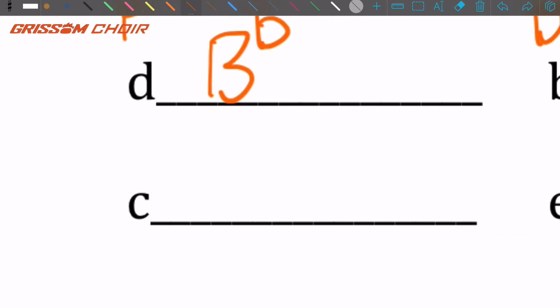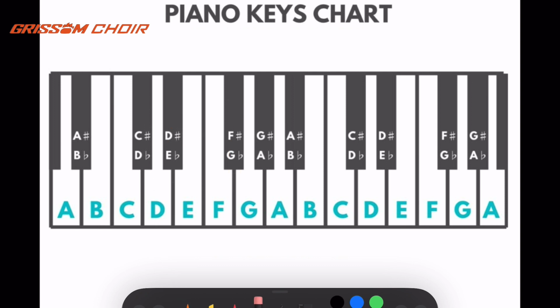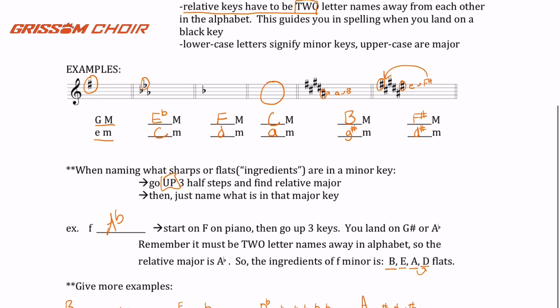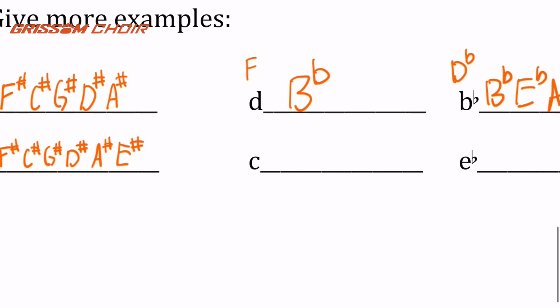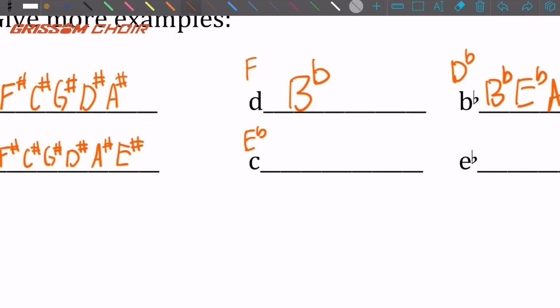C minor. Locate where C is on the piano. Go up 3 half steps. 1, 2, 3. You get E flat major. Now all you have to do is list the flats that are in the key signature. B flat, E flat, go one past it, A flat. B flat, E flat, and A flat are the flats that are in the key of E flat major and C minor.